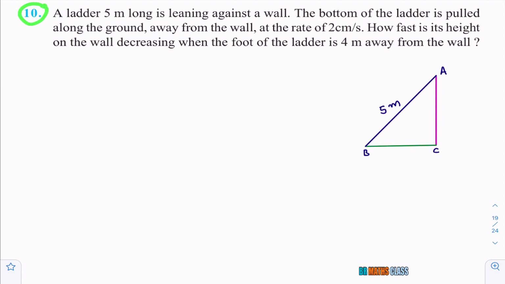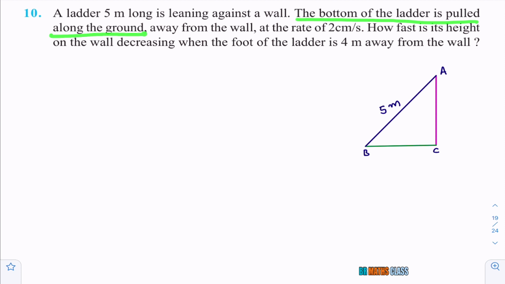Observe question number 10. What is given? A ladder 5 meter long leaning against a wall. There is a ladder which is 5 meter long leaning against a wall. You observe this diagram. I am considering AB as the ladder, which is 5 meter long and leaning against a wall. Here AC is the wall. The bottom of the ladder is pulled along the ground. Why? We do not know. They gave it in the question like that.